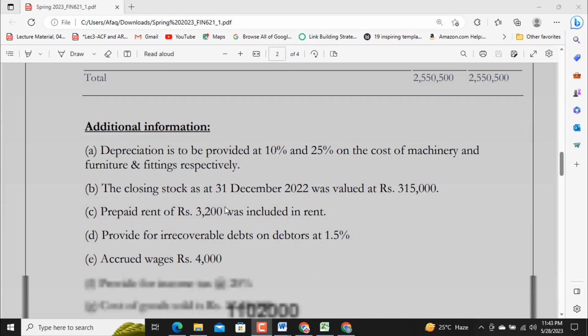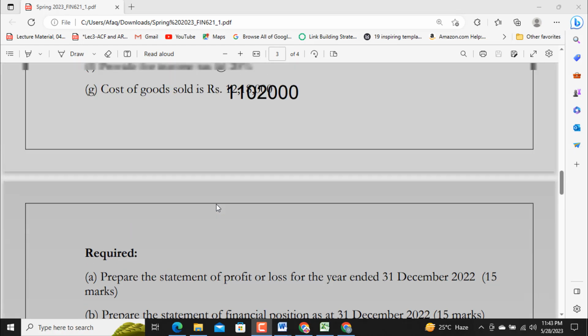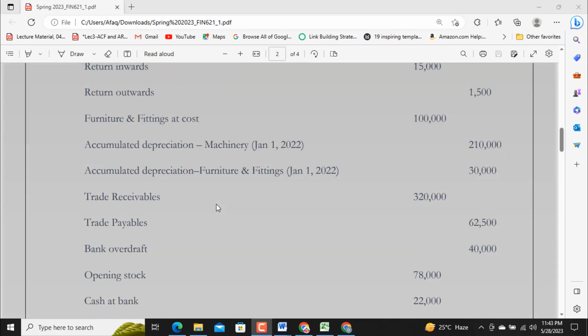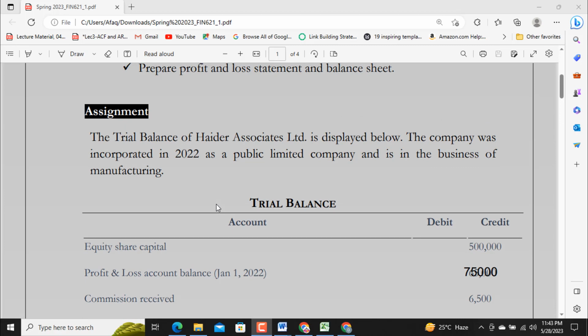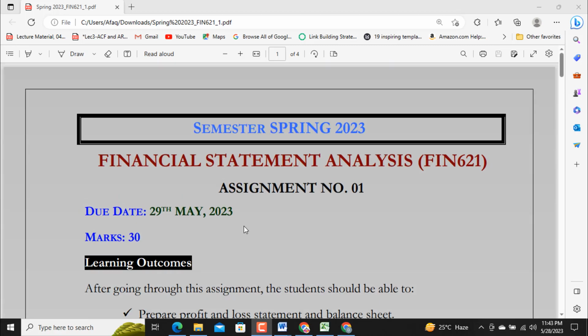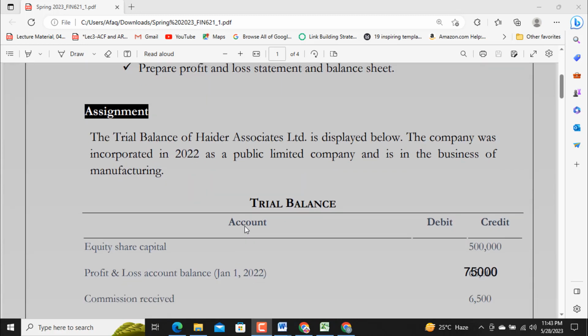Is there any grace period of 24 hours or not? Yes, we have 24 hours extra grace period. So it means the last day will be on 1st June. Yes, 1st June, 30th May 2023, Tuesday. So let's start reading the assignment, then we will go to the requirement, and finally we will discuss the solution.